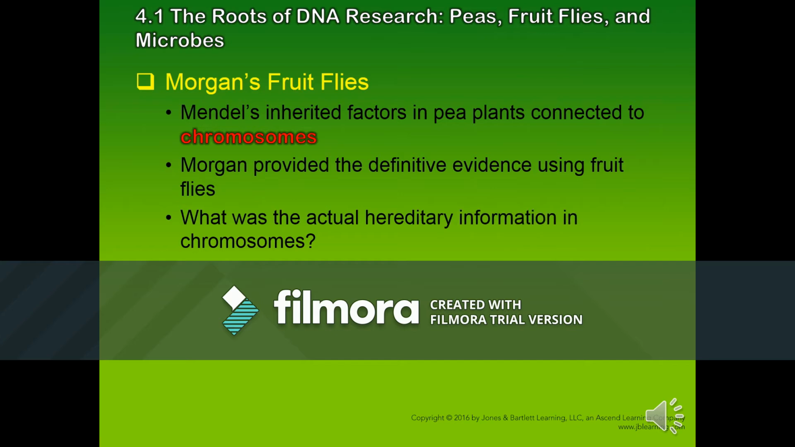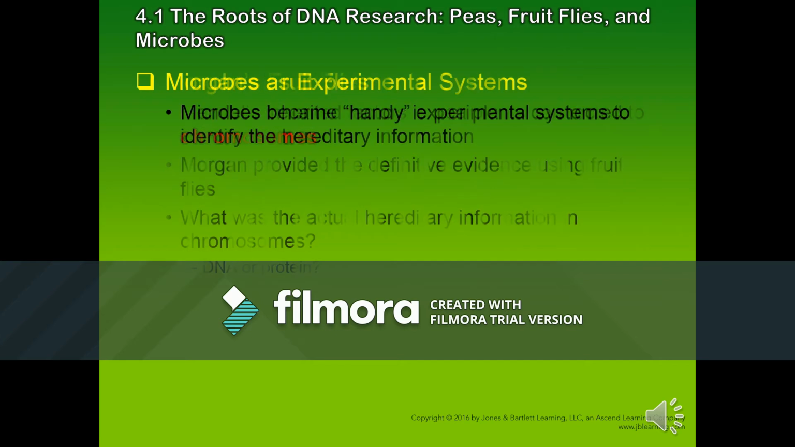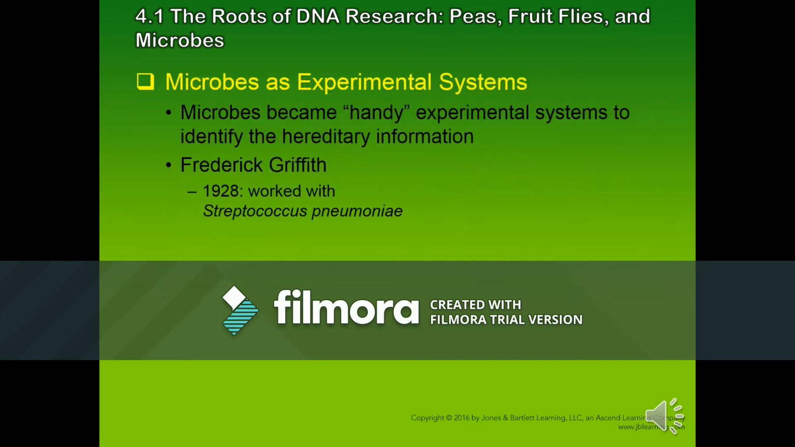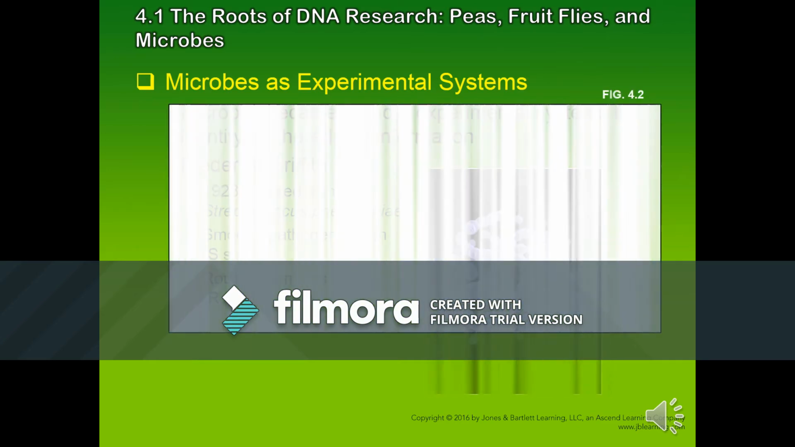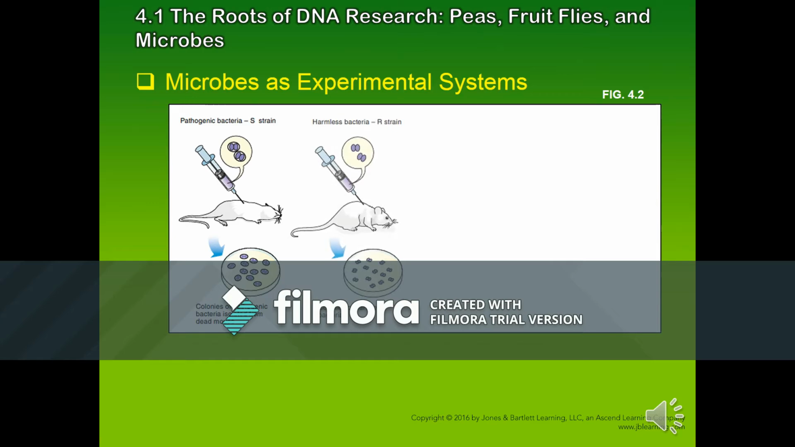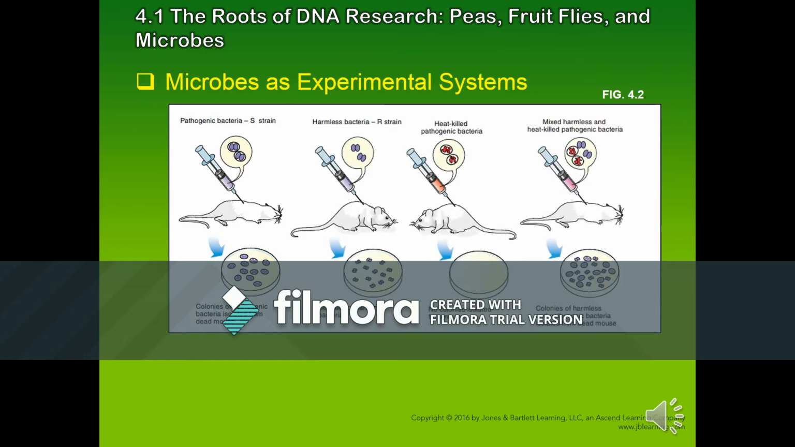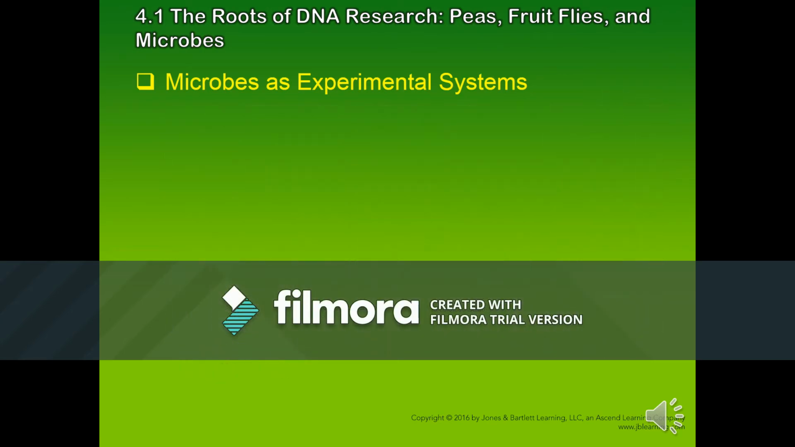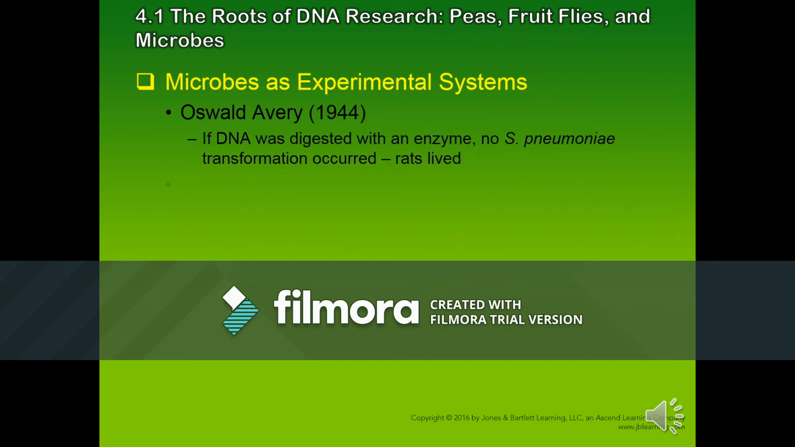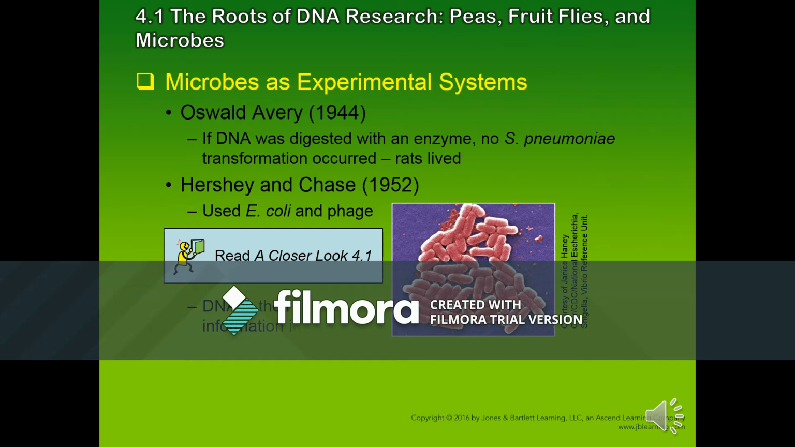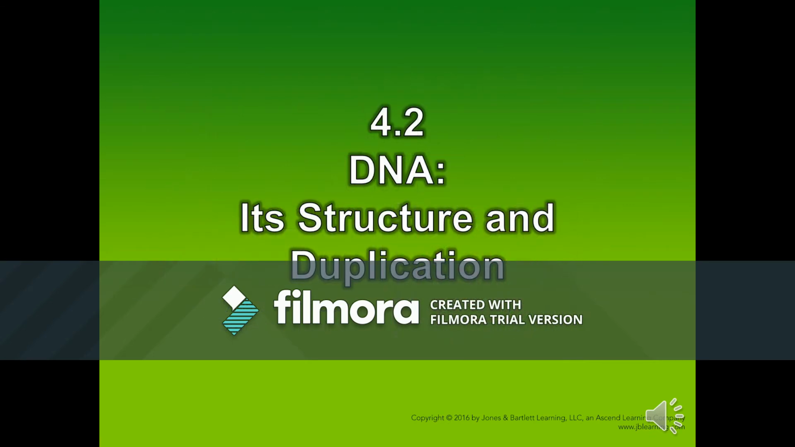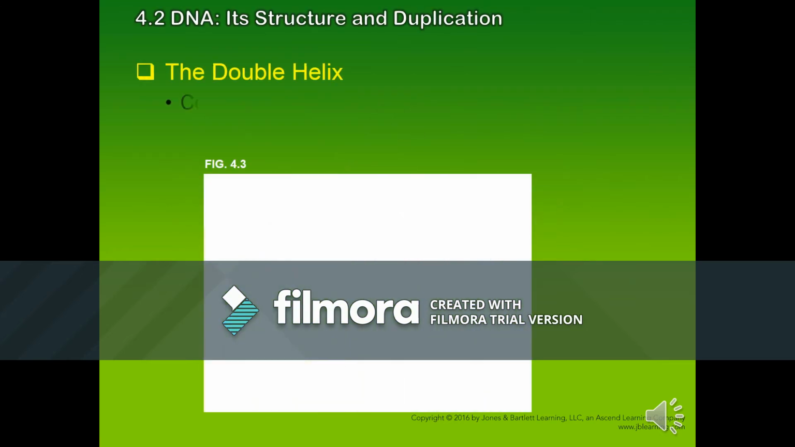Now, one of the first people to put some of this together a bit more, to start using microbiology, is Frederick Griffith. The harmful strain that caused death was actually moving DNA into the other strain. Oswald Avery and Hershey and Chase used E. coli. And one sure way to win a Nobel Prize is to find the structure of DNA.